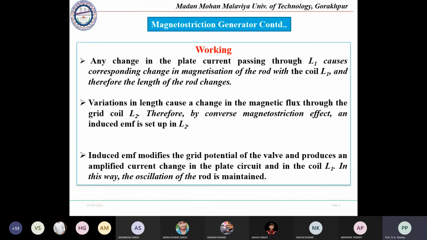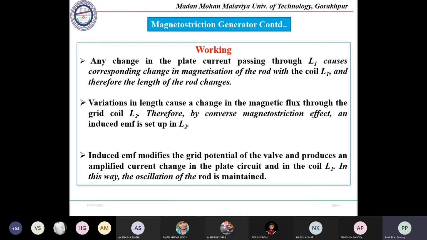As far as working is concerned, once again that has been elaborated here: any change in the plate current, passing through L1, causes the corresponding change in the magnetization of the rod. What is happening? If current is flowing in L1, then obviously it is a coil. If current is flowing in that coil, with your ferromagnetic material kept in between, there will be a change in its magnetization. And the coil L1, and therefore the length of the rod will change. Actually, this is what we call the magnetostriction method.